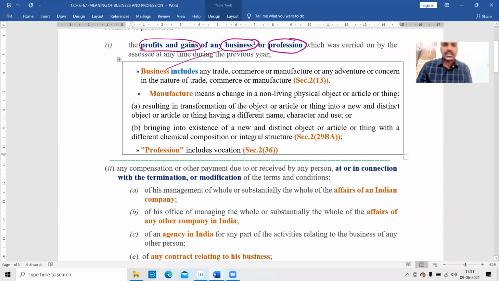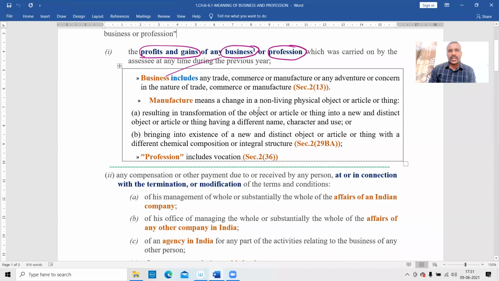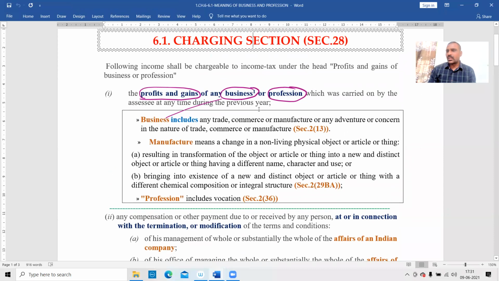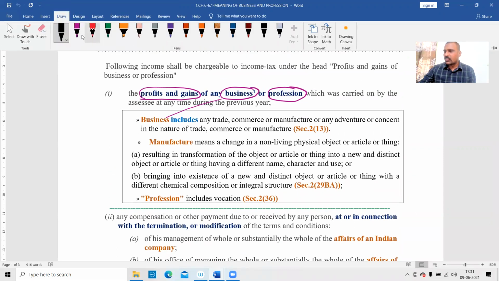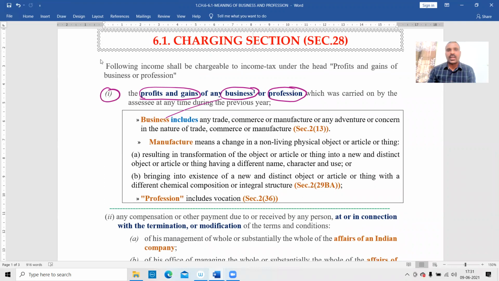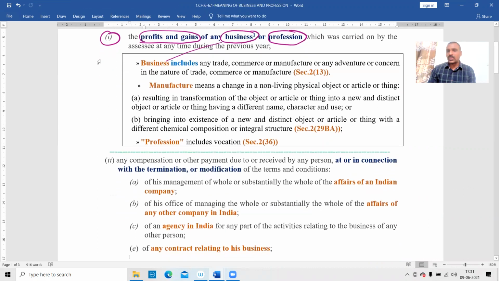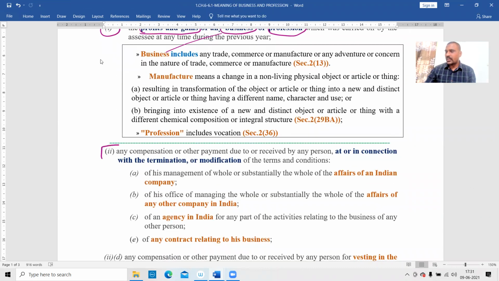In the previous 2 or 3 lectures, we have completed class 1 of section 28, the charging section. We have completed section 28 class 1 relating to profits and gains of business or profession. Now we'll focus on section 28 class 2.